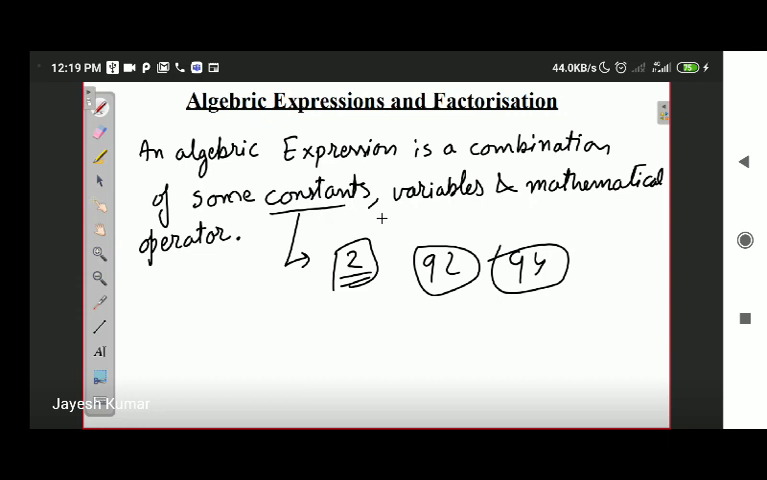X, Y, Z. The expressions whose value is not constant, whose value is not definite. Okay, x can be anything, y can be anything, z can be anything. Mathematical operators are plus, minus, divide and multiply. Okay, so let me share an example.